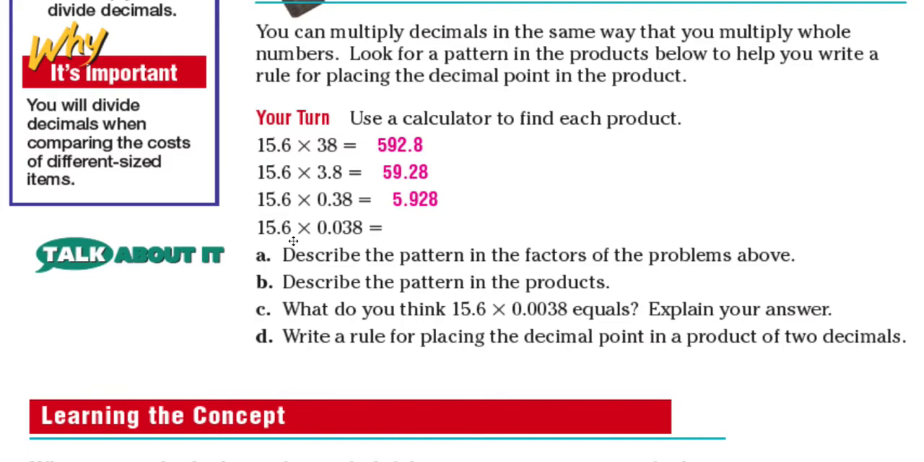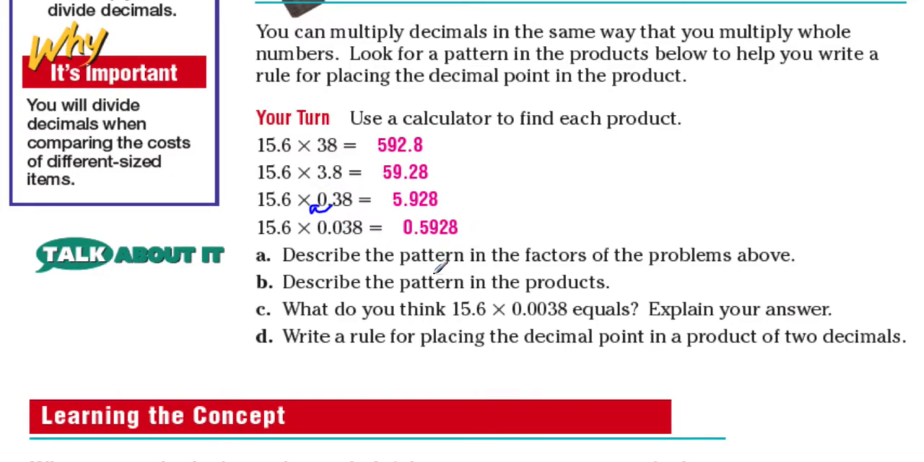And if you multiply 15.6 times 0.038, you guessed it, it would be 0.5928. So describe the pattern in the factors of the problems above. The pattern of the factors: you have 38, which became 3.8. So you move the decimal place to the left once, and that's the reason why you got 3.8. And then you move it again once, that's the reason why you got 0.38. And you moved it again one time, and that's why you got 0.038.